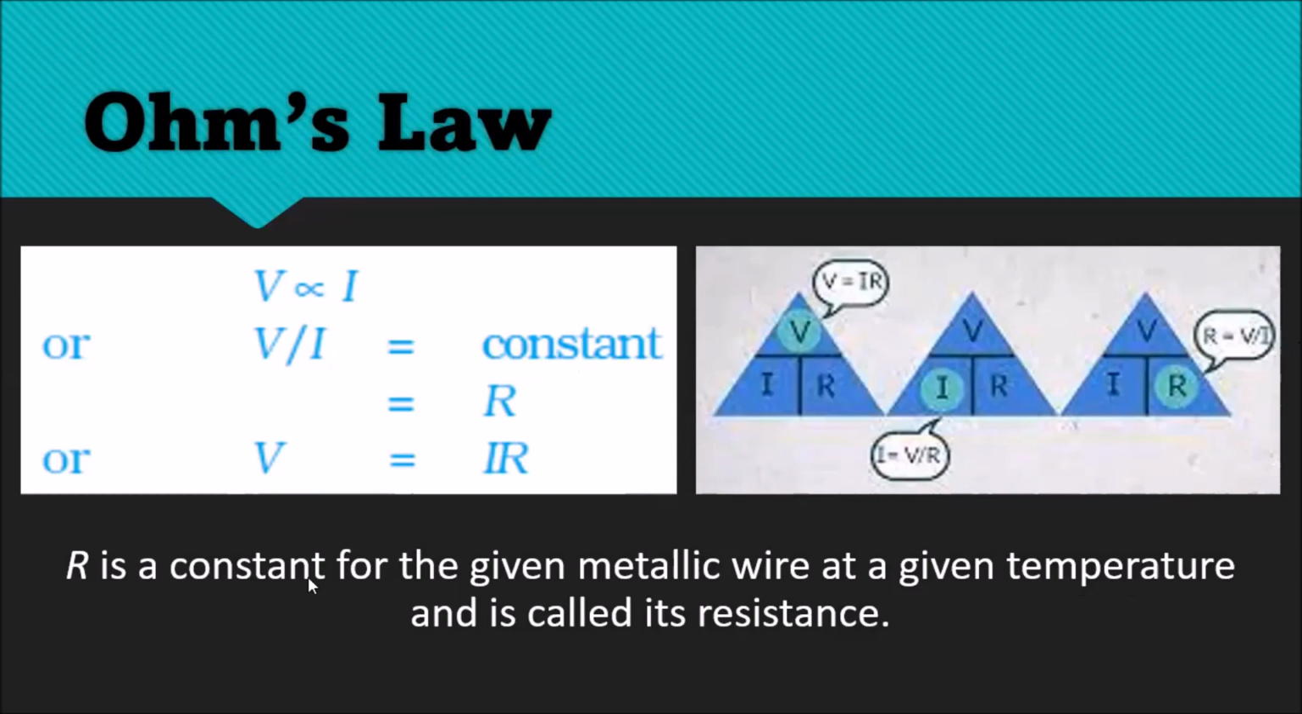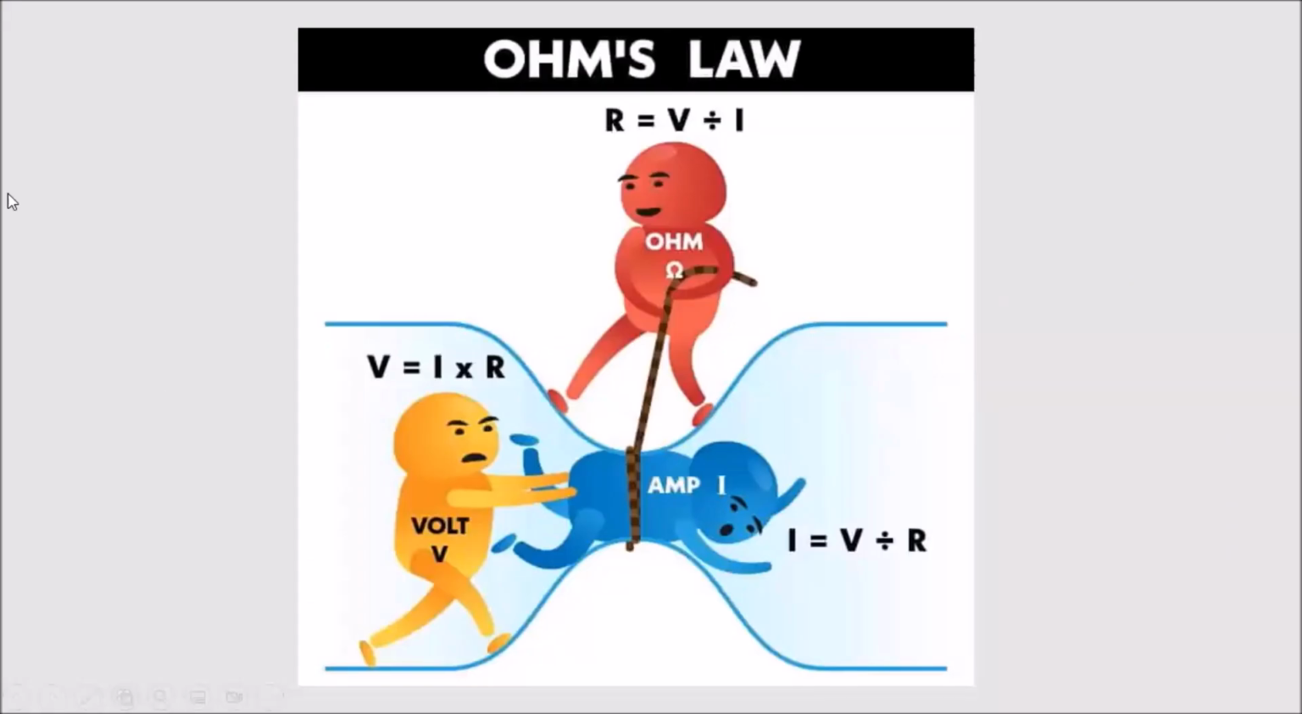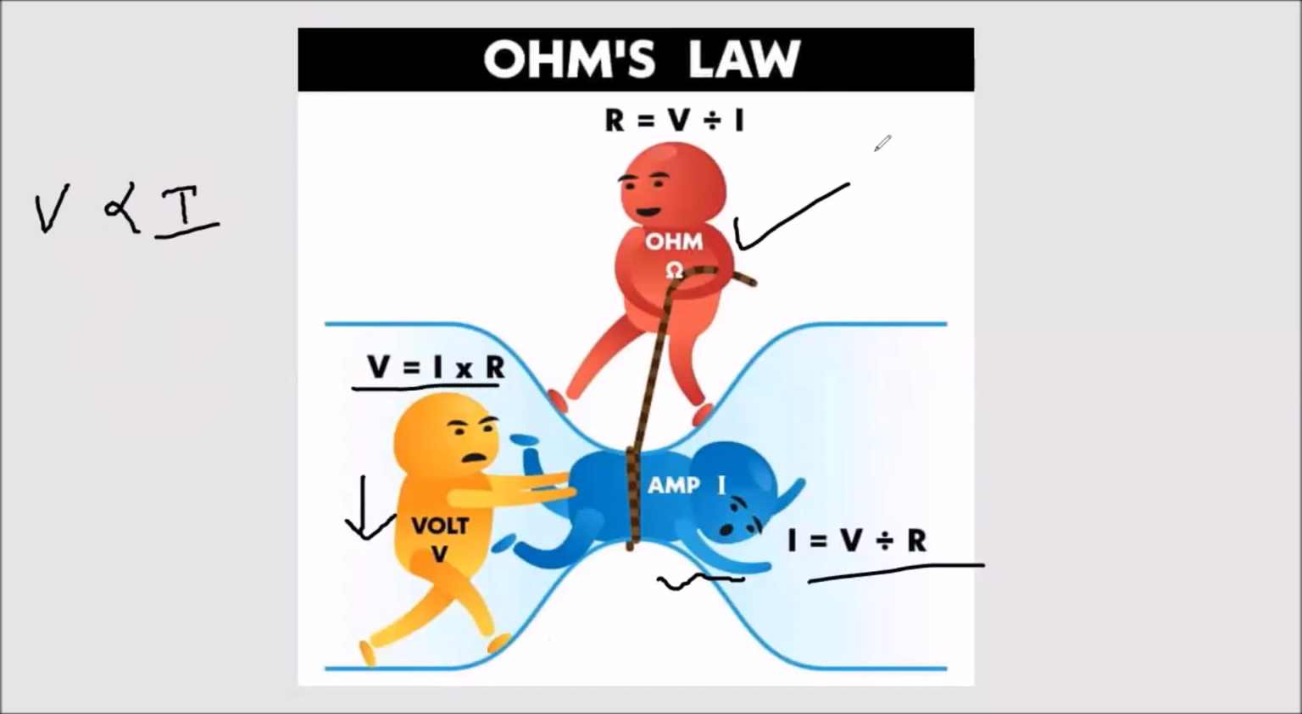Coming to the next page, there is a funny way of representing Ohm's law. It says that if you increase the resistance, the amount of current flowing through the circuit will decrease, and as the current decreases, the potential difference will also decrease. So V is proportional to I, basically. So we get V is equal to IR, I is equal to V upon R. So this was all about Ohm's law.